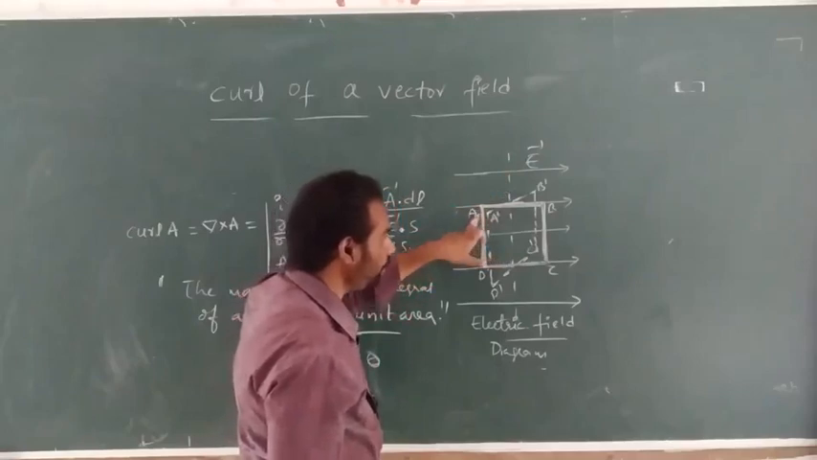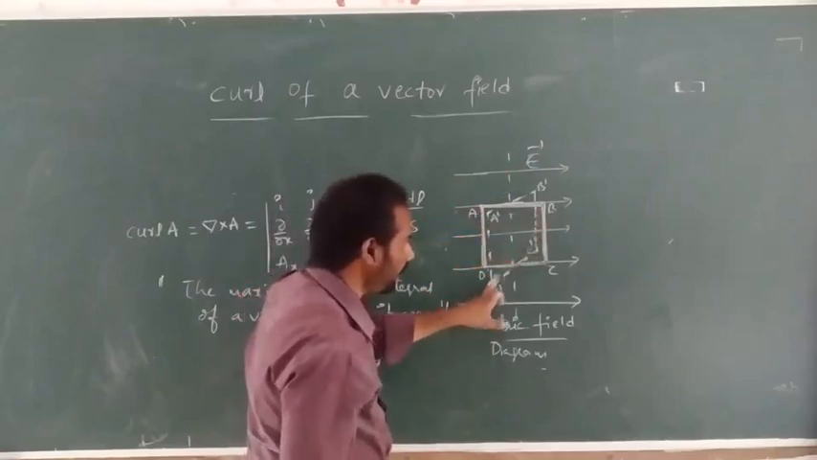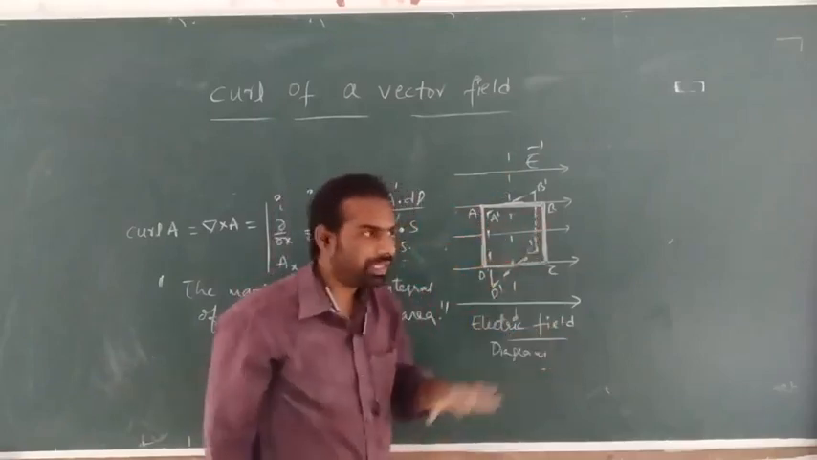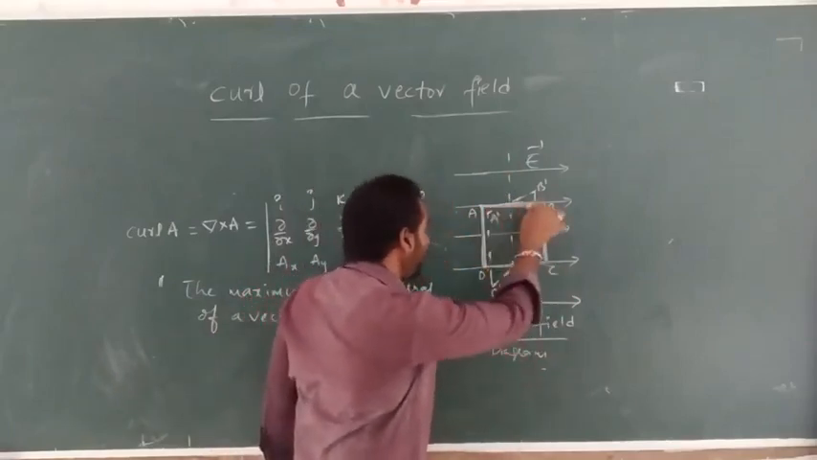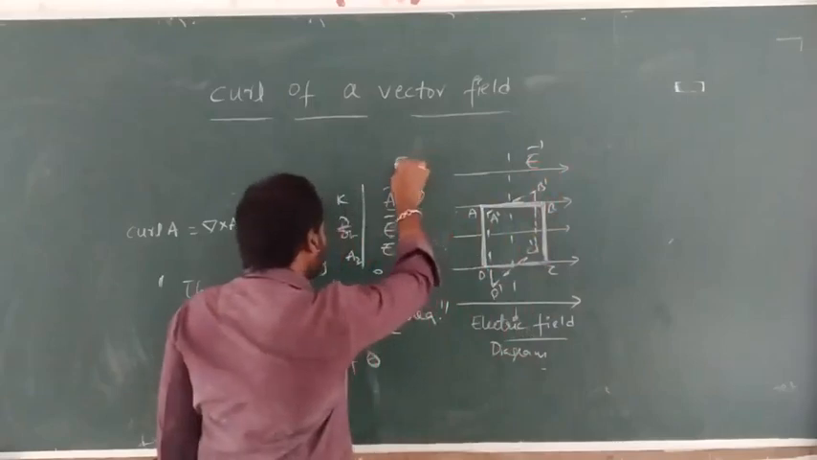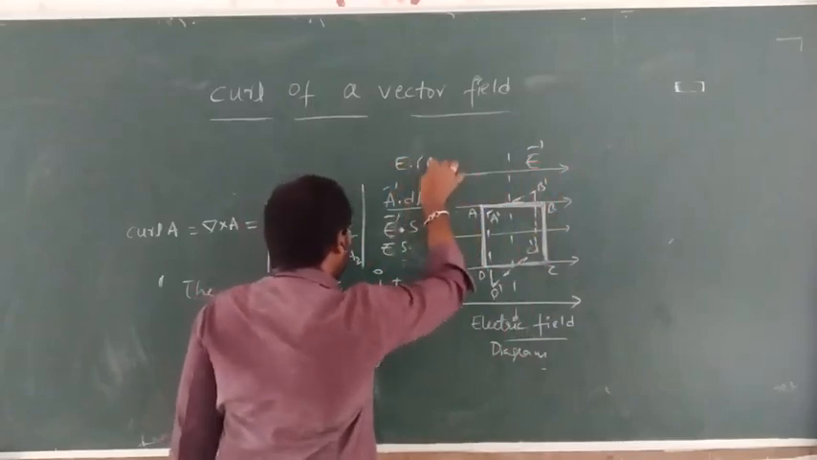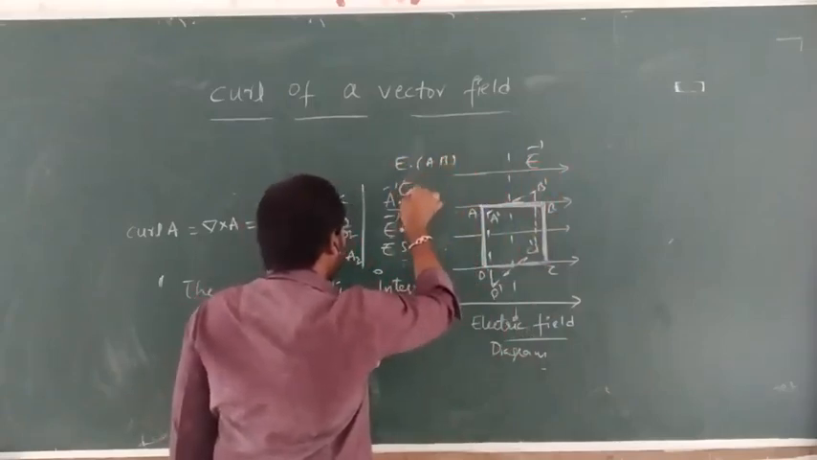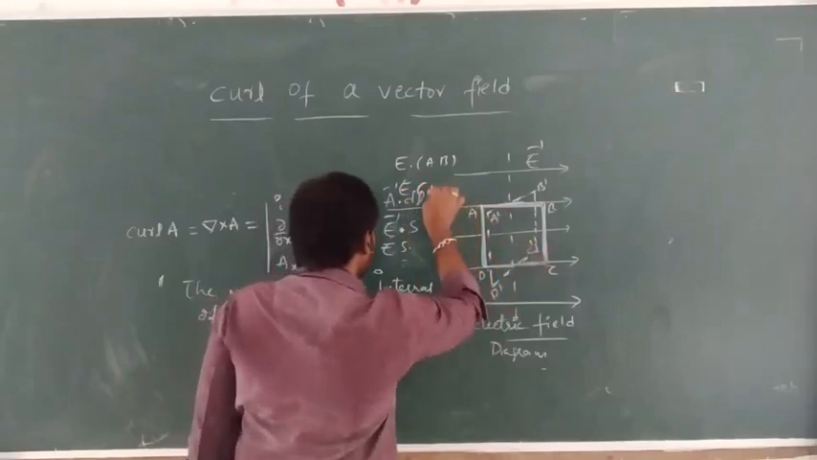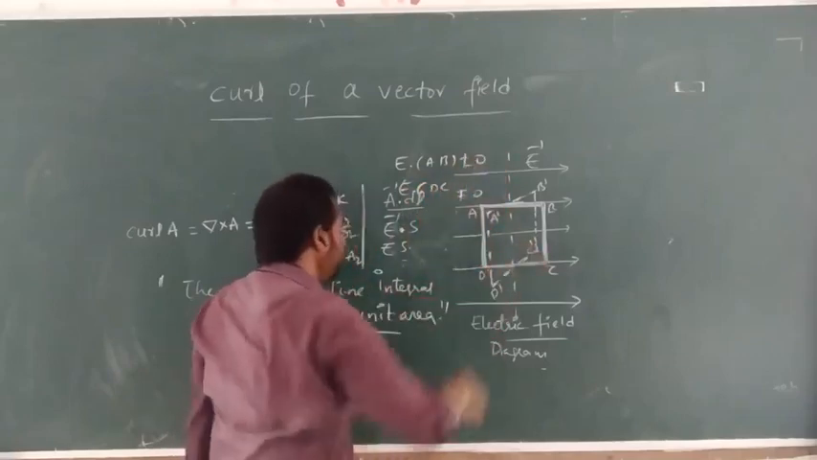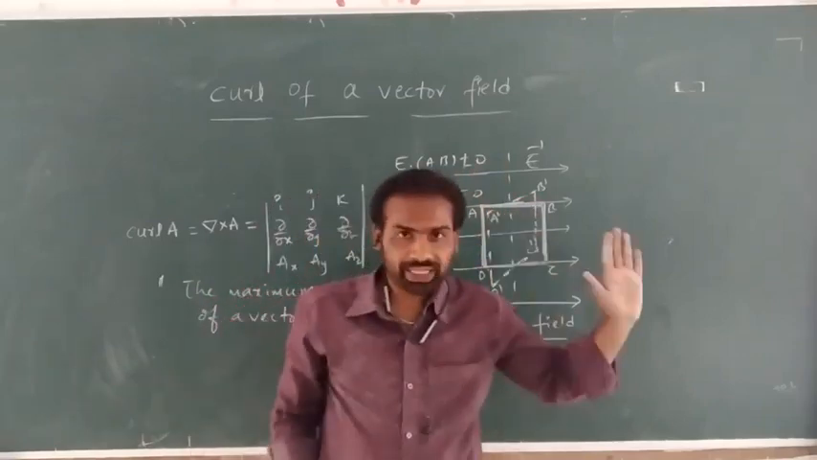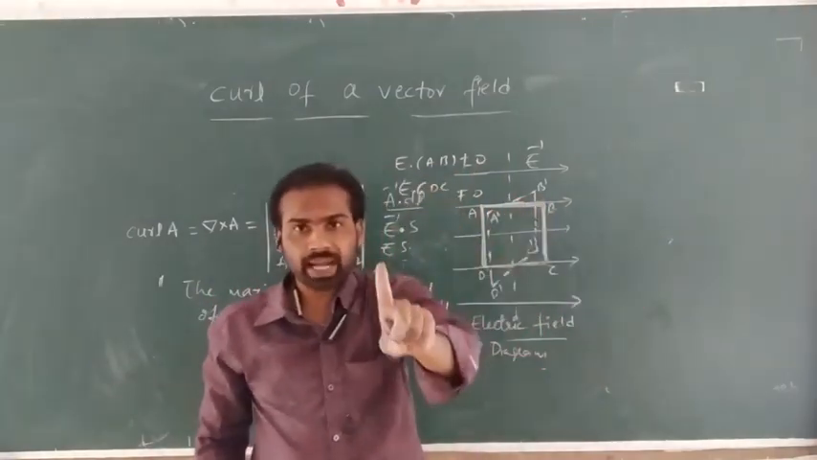So the maximum value will be in this orientation, through the sides AB and DC. Whatever the line integral through DC and AB, we will get the maximum, that is E dot AB or E dot DC. It is not equal to 0 and it is maximum. So at one orientation we are getting the maximum line integral.